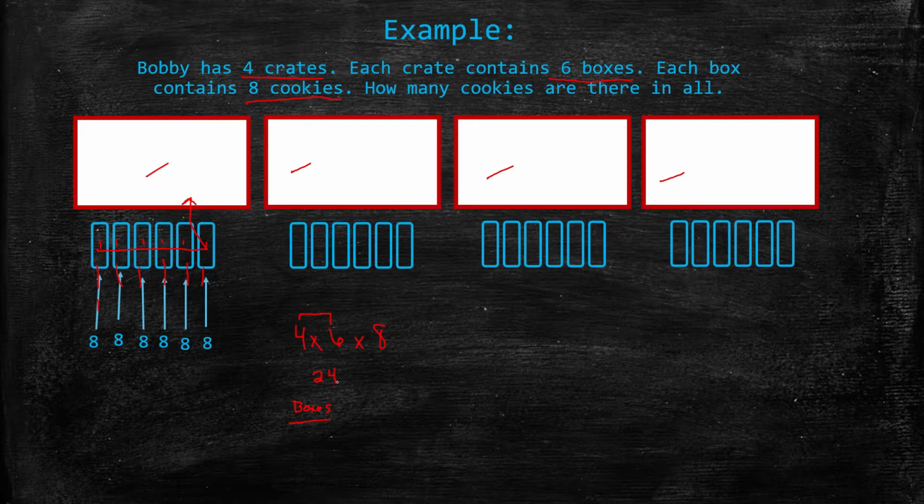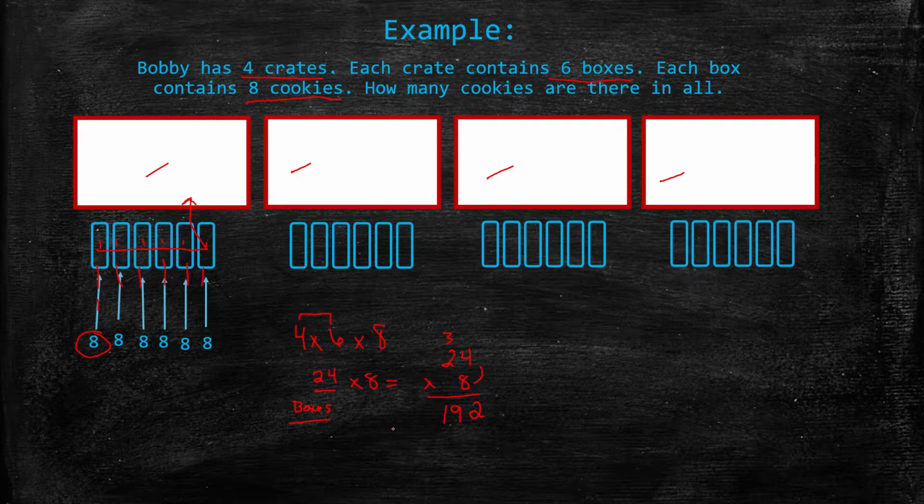Now, there's 8. That's why I underlined that up here. 8 cookies in each box. So if I have 24 boxes and there's 8 cookies in each, it's 24 times 8. Now to solve that, 8 times 4, 32. Bring up my 3. 8 times 2 is 16 plus the 3, 192.